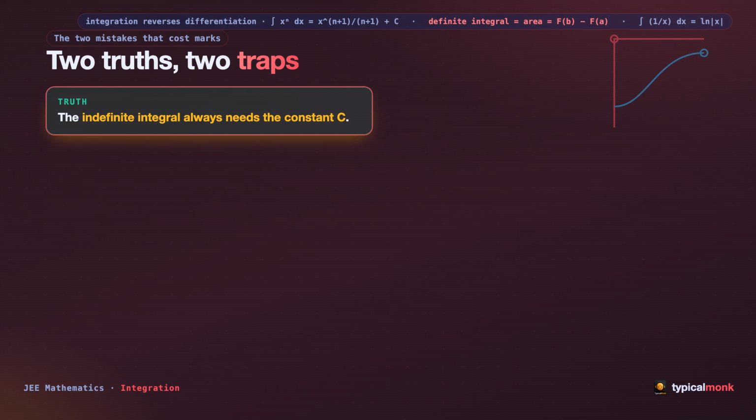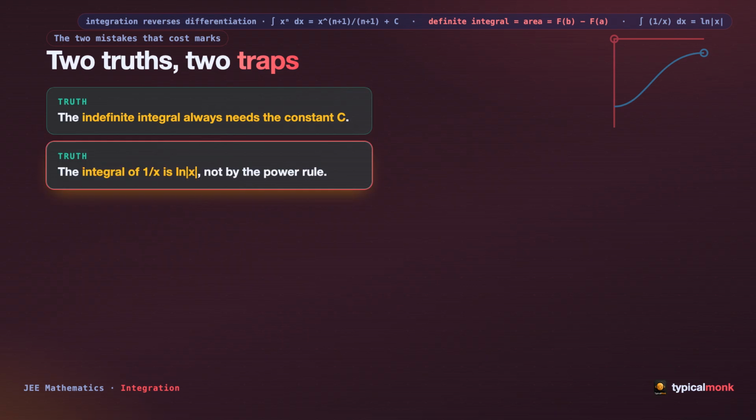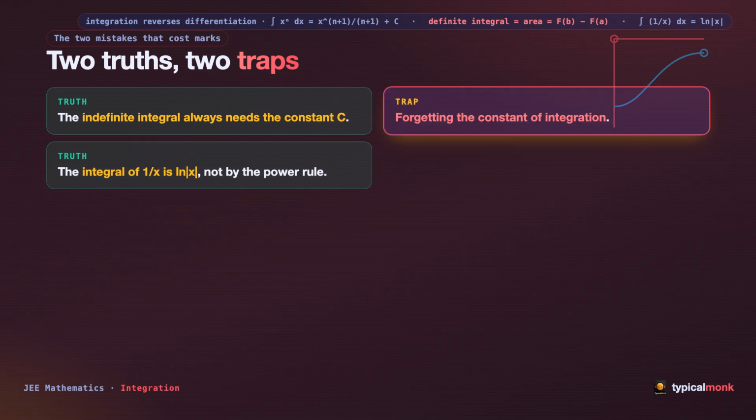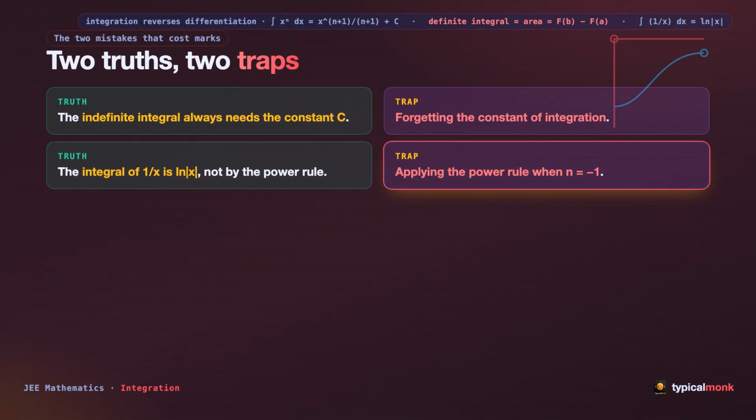Now, the 2 mistakes that quietly cost marks. The truth: the indefinite integral always needs the constant of integration, c. The trap: forgetting the constant of integration. The second truth: the integral of 1 over x is the natural log of the absolute value of x, not the power rule. The second trap: applying the power rule when n equals minus 1. That is the one case where it fails.